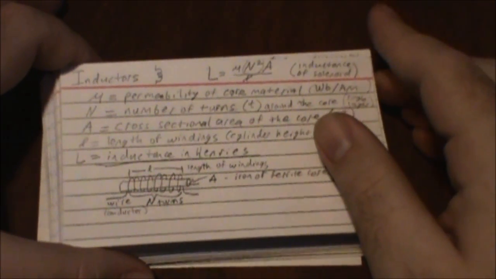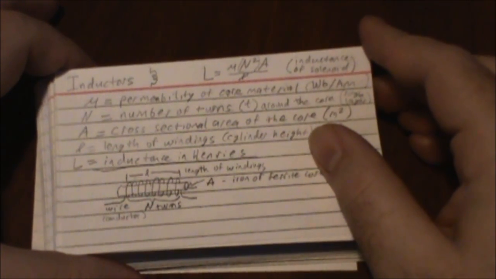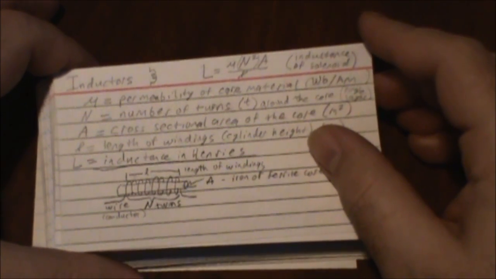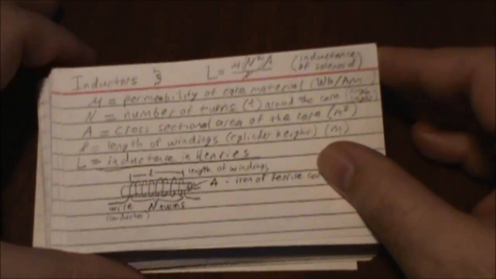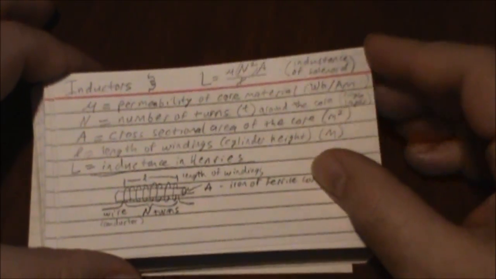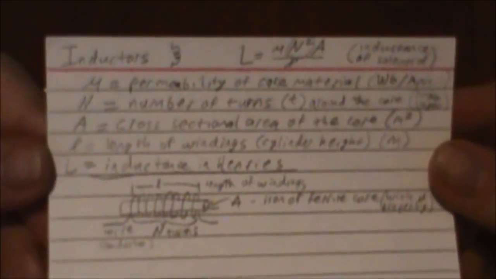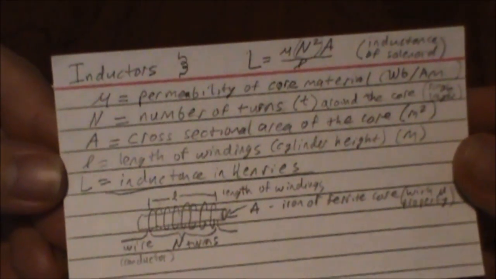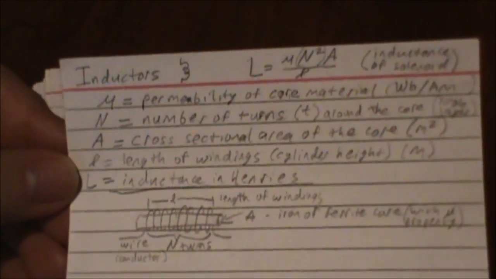Now we have discussed both the direct current voltage source. We discussed conductors, which are basically just lengths of wire, and those are what you call passive components. So now we get into what we call reactive components, which are inductors and capacitors. So first we'll go into inductors.